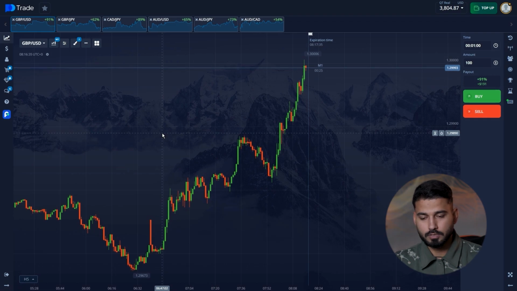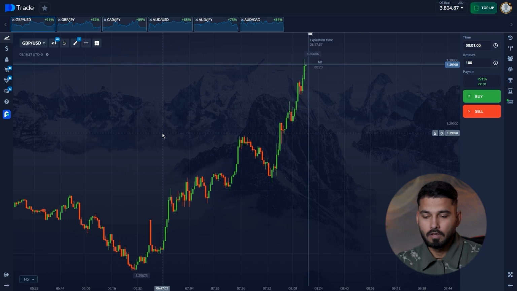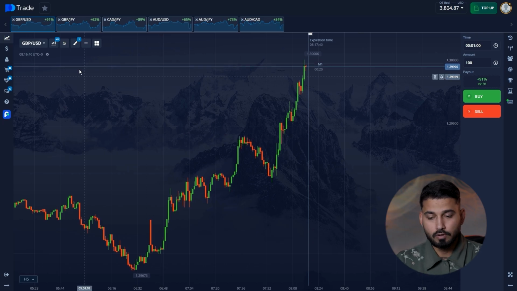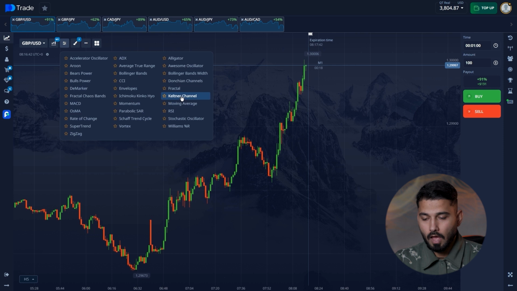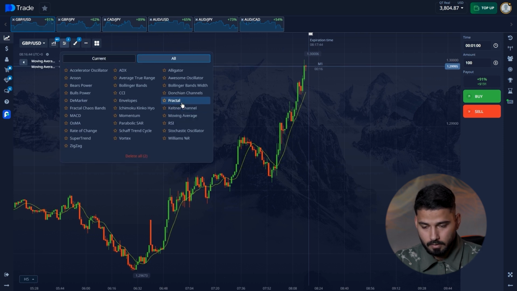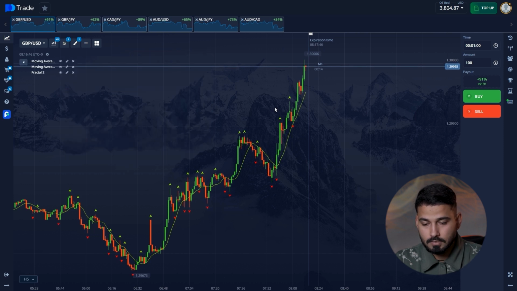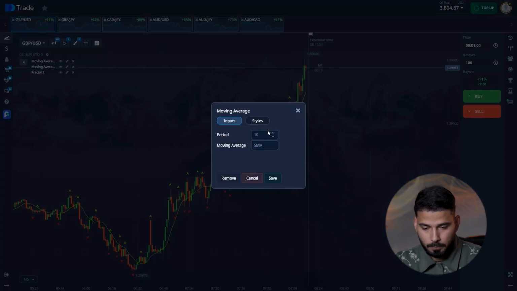Alright, I am in the Pocket Option terminal and now we will add our indicators. We need 2 moving averages and fractals. Okay, they are on the screen. Now let's set up our system. For the first MA, we set the period to 50 and change it to EMA.